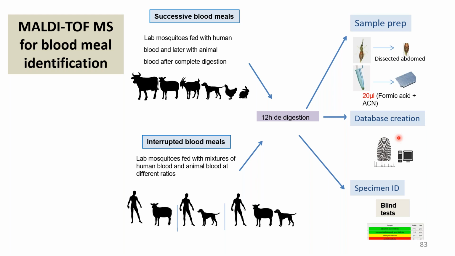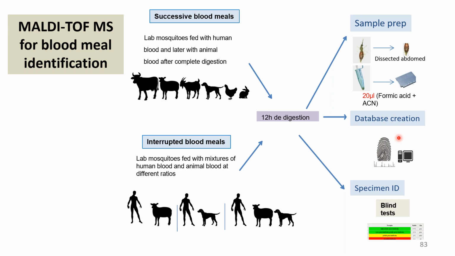We actually tried several ratios for the queried samples, and they were all successfully identified using one reference spectrum of 50-50 ratio. Of course, if the ratio is really imbalanced, if you have a mosquito that fed on 90% one host and 10% the other, it's very likely that the MALDI-TOF will match with the most abundant blood source.